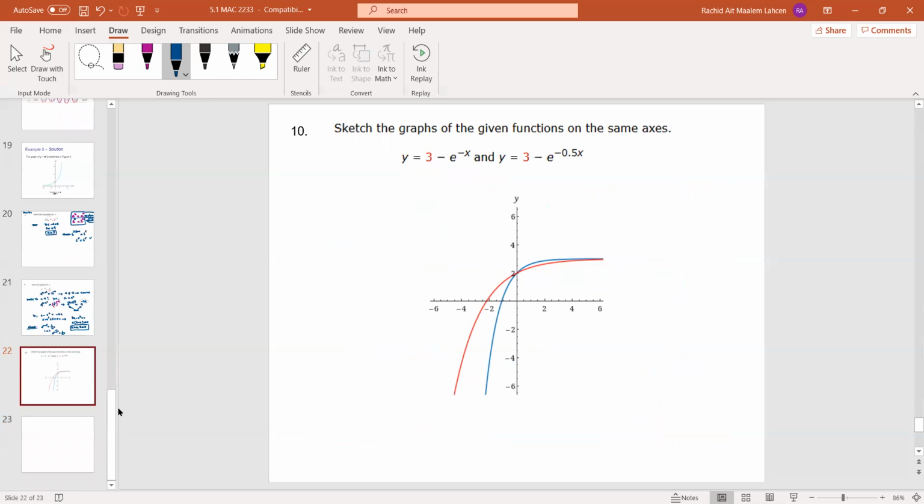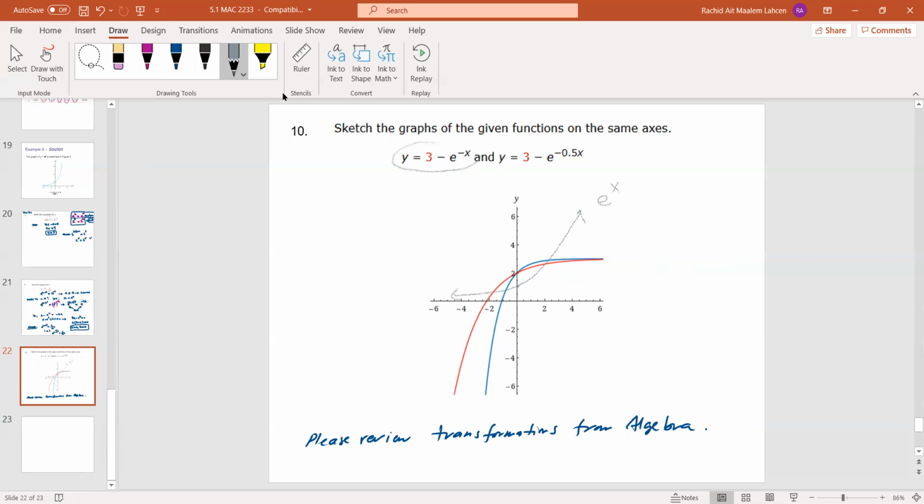This last question here is to get used to transformations. So please review transformations from algebra, and of course ask questions if you're not sure, because you need to look at the original function that we talked about, the original function of e to the x, and what happens to it.